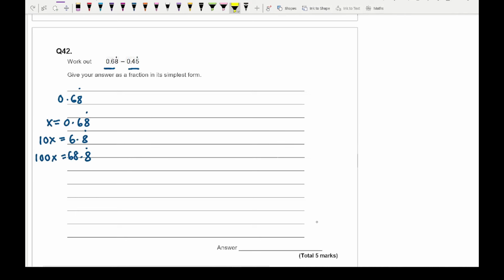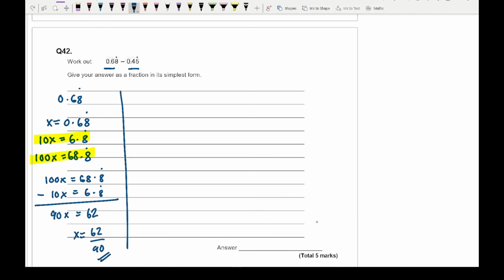Now, using these two lines here, I have 100x equals 68.8 recurring, and 10x equals 6.8 recurring. Take away the two equations, so I've got 90x equals 62. So x equals 62 over 90. I'm just going to leave that there for now.